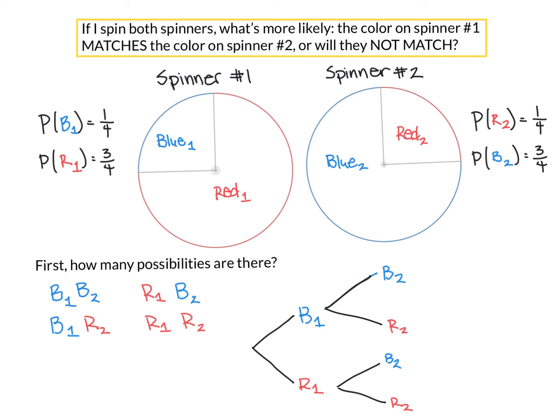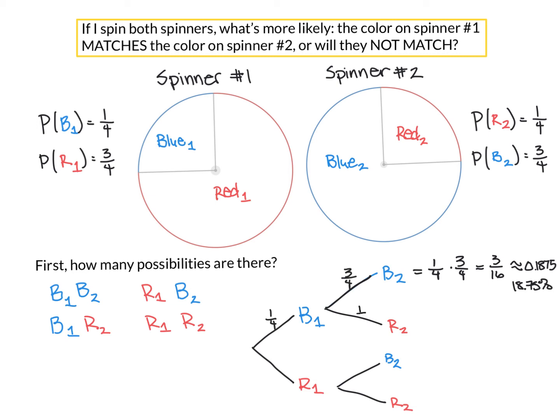Well, the probability of getting blue 1 is 1/4 and blue 2 is 3/4. So I would mark that this path is 1/4 of the time, this path is 3/4 of the time, and that means my total probability is 1/4 times 3/4, which is 3 out of 16. If you divide that, you get 0.1875, which is 18.75%.